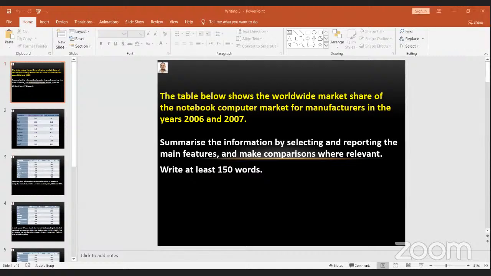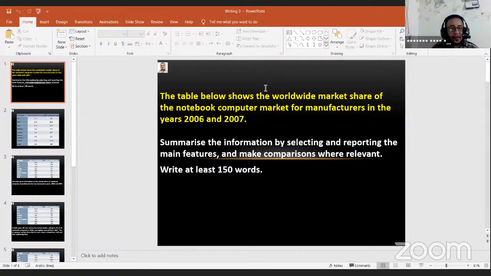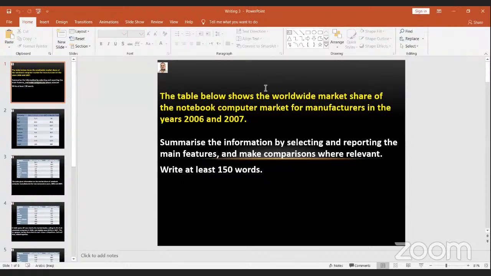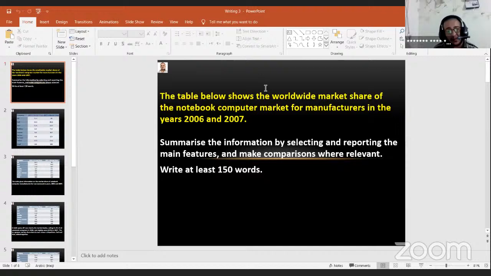Okay, now, for example, if you have this question: the table below shows the worldwide market share of the notebook computer market for manufacturers in the years 2006 and 2007. Summarize the information by selecting and reporting the main features.